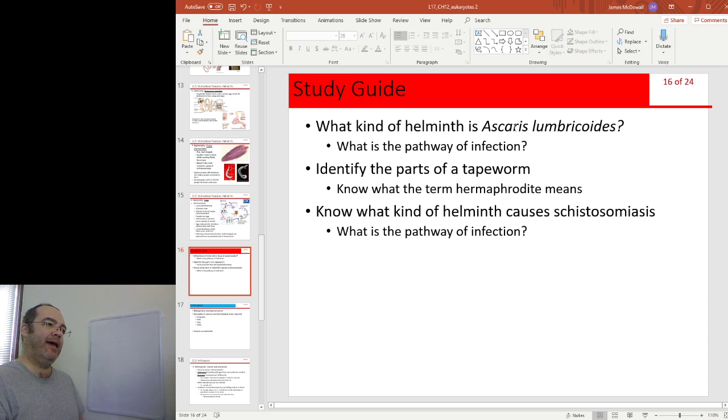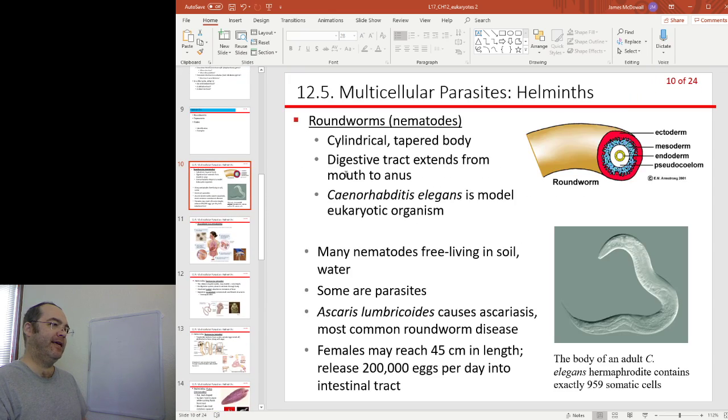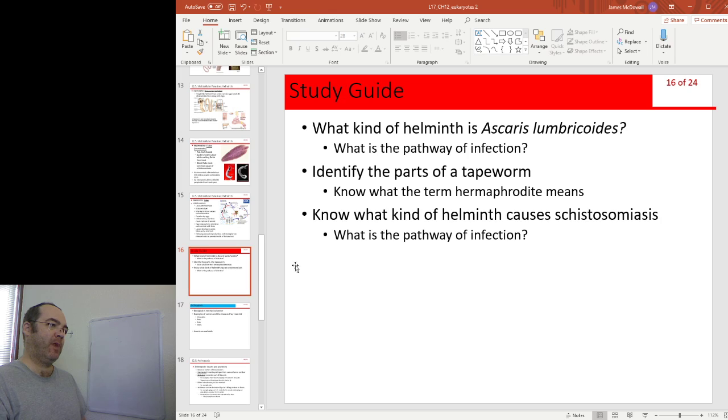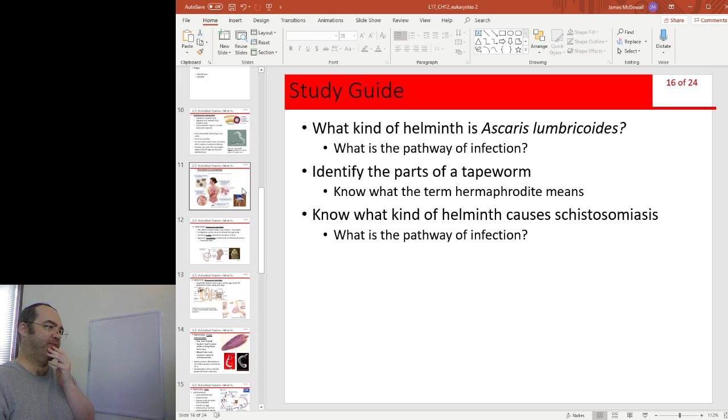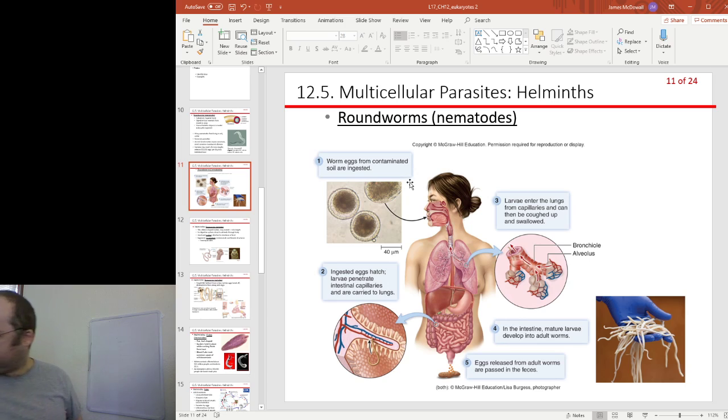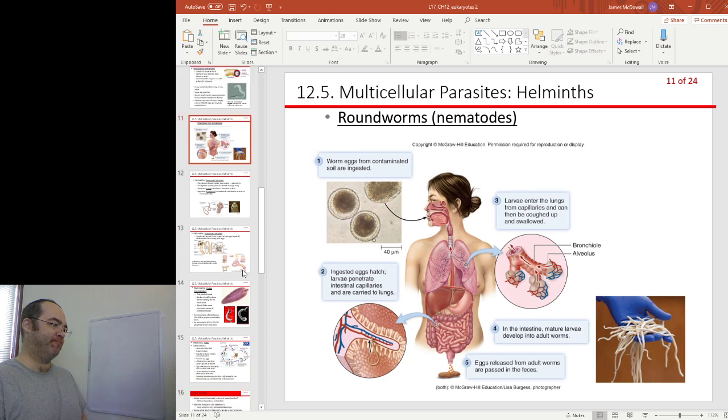So, Ascaris lumbricoides, that guy is a nematode. The pathway of infection is actually in the textbook on page 327. Swallowed, hatch, burrow into blood, move to lung, burrow out of blood into the lung, coughed up and swallowed, back into the intestine, grow and make eggs.